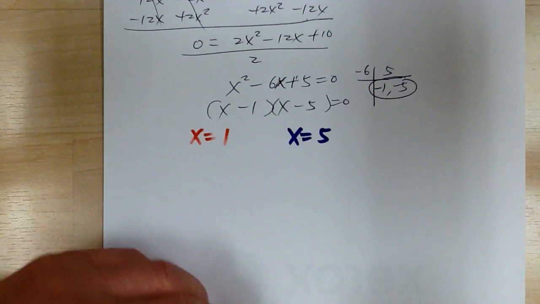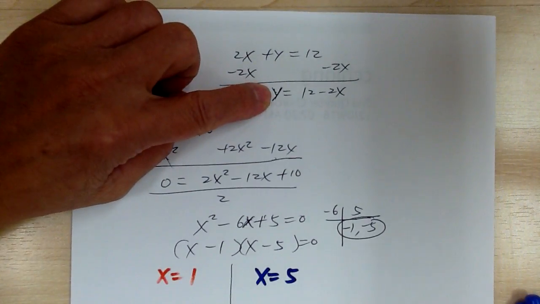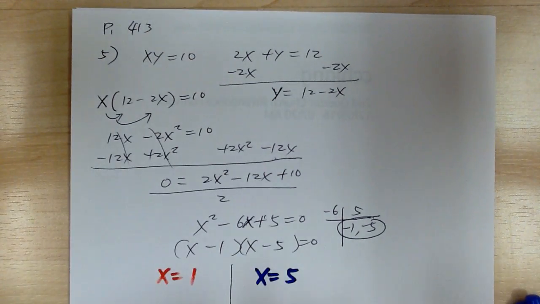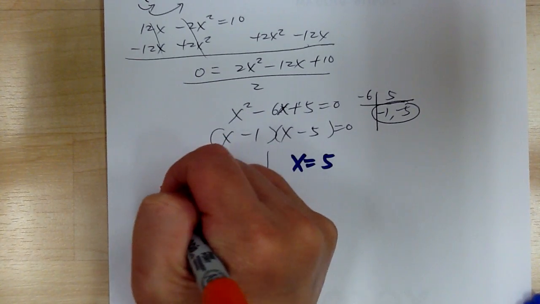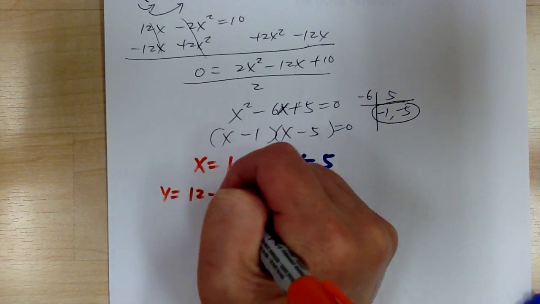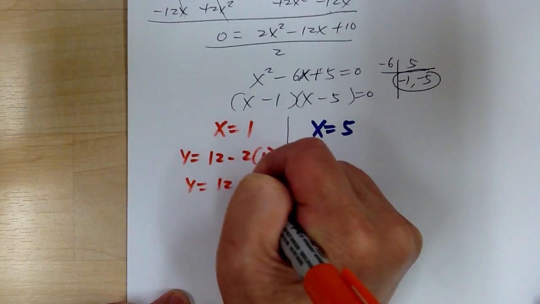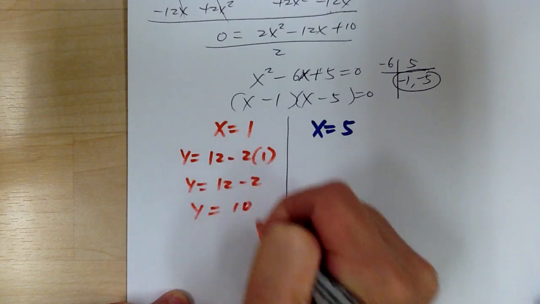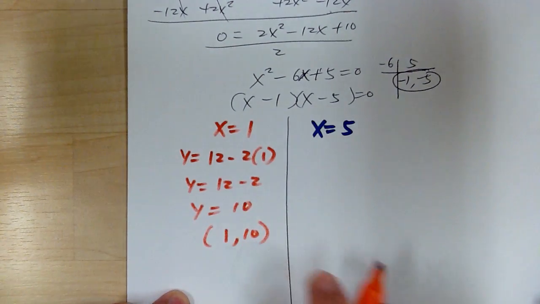Now don't box that. That is not your final answer. So you have to solve each one accordingly. So you have to come back up here, use that to solve for y. So you got y is equal to 12 minus 2 times x. So y equal to 12 minus 2. So y equal to 10. So your first answer is 1 comma 10. So again, watch your x and the y.